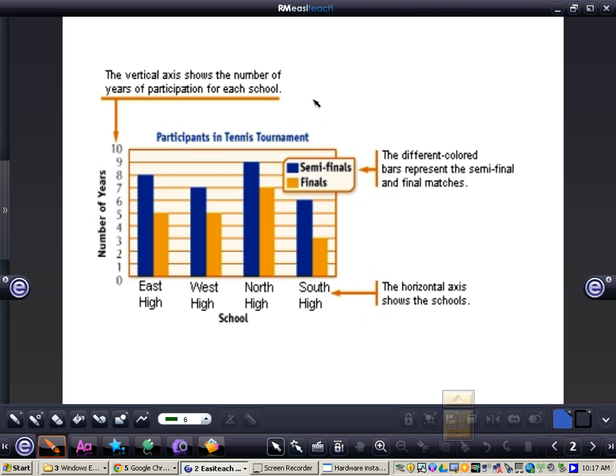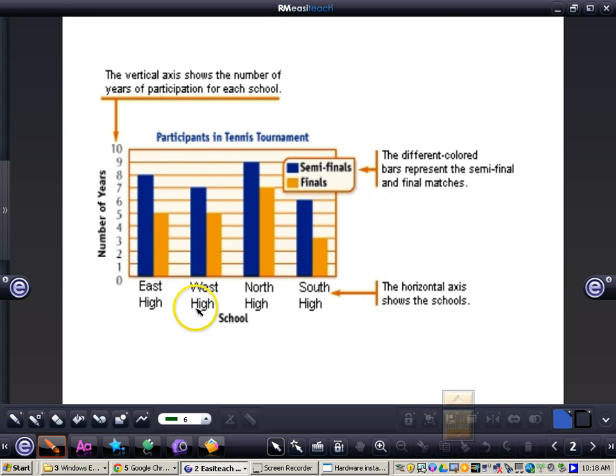Another thing that we need is a vertical axis, which shows here the number of years of participation for each school. So we always have a vertical axis. We want to label it with the appropriate intervals that could represent the data. Here we have an interval of just 1. Sometimes we may have an interval of 100, sometimes 5, sometimes 2. It all depends on the data. Now, it is important to label the vertical axis as well. You can see number of years. That's the label. Without that label, we would not know what the data is representing on the vertical axis.